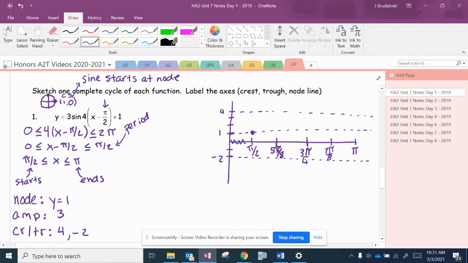Then the second point on the sine curve we know is at 0, 1. So normally it goes from 0 to 1, which means it goes from the node to the crest. We're going to go to the crest here, then back to the node, down to the trough, back to the node. We're always going to follow that pattern. And that's our graph.